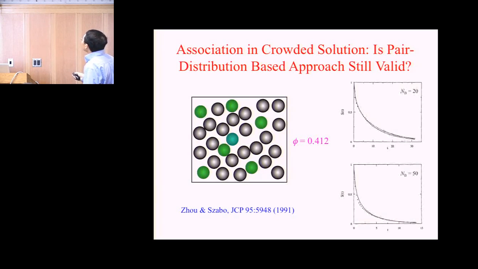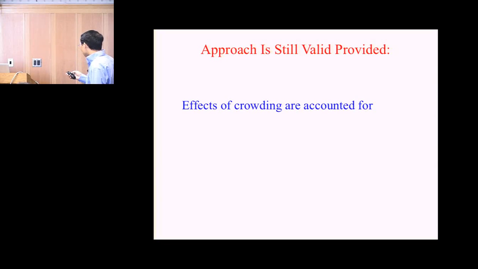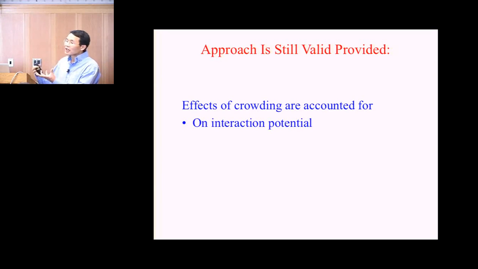This is a comparison between the simulation results and the pair-based theory prediction. And we find that the theory actually works out pretty well. What you need to do is to account for the effect of the crowders, and there are two kinds of effects that we accounted for. The first is the fact that when you have crowders, the crowders induce an effective interaction between the reactant molecules. So we introduce the effective interaction.